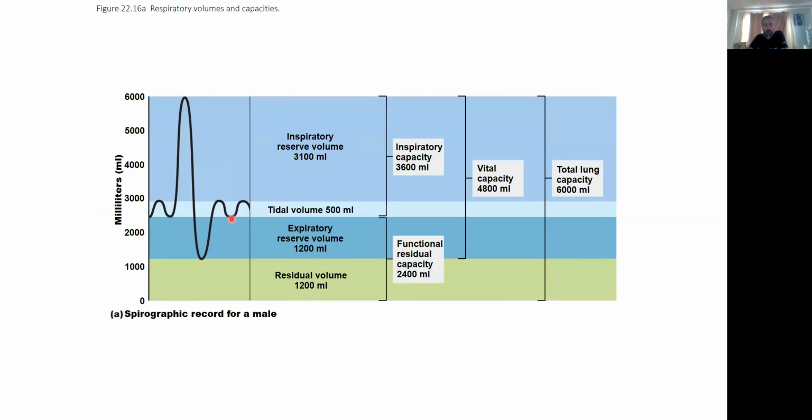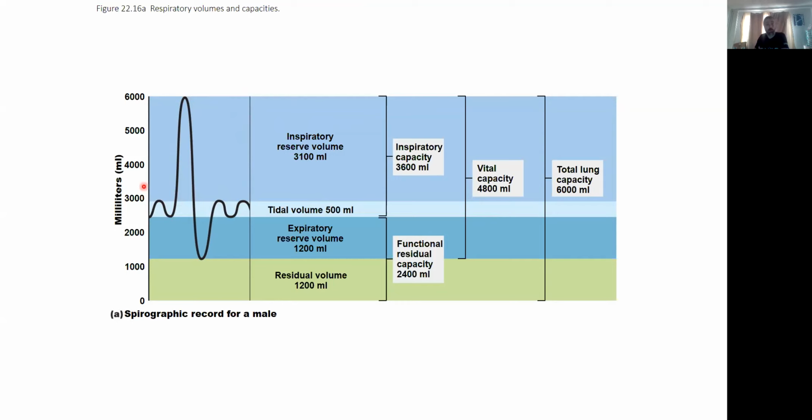So to think about how all these things fit together, here we have a spirograph. It happens to be a male, doesn't make a real difference. It's just trying to match the volumes up to what it is. And here we've got a normal tidal breath, resting breath in, resting breath out, about 500 milliliters. Now we ask this guy to take a massive inward breath, a forced inspiration. We get this kind of volume. The inspiratory reserve volume is all of this, everything above and beyond the normal tidal breath.